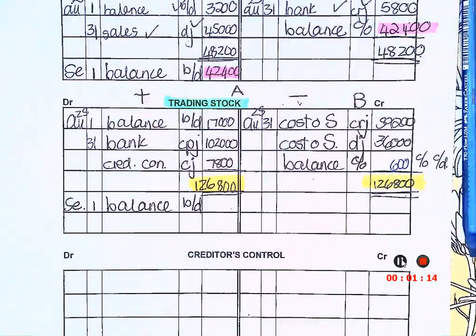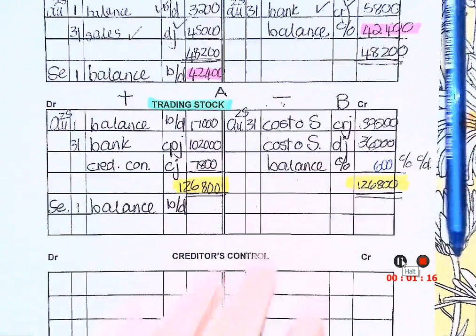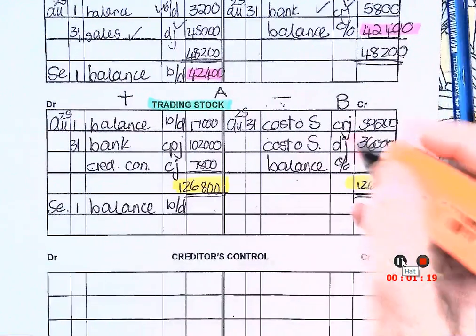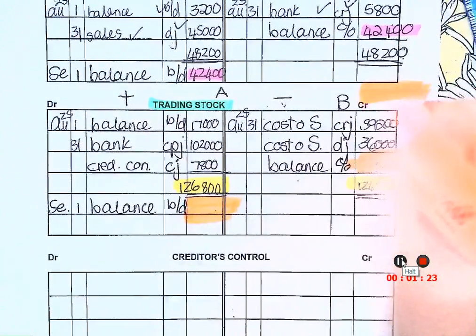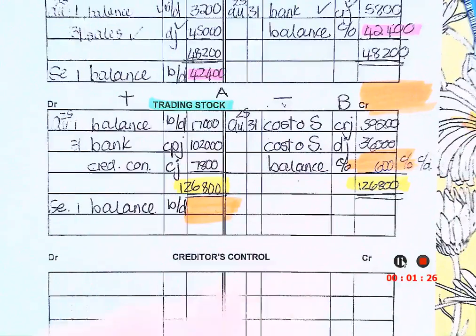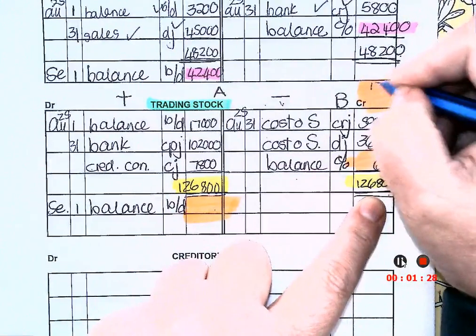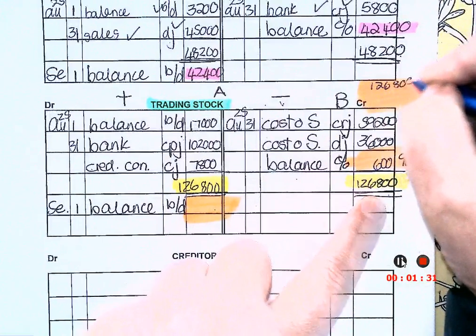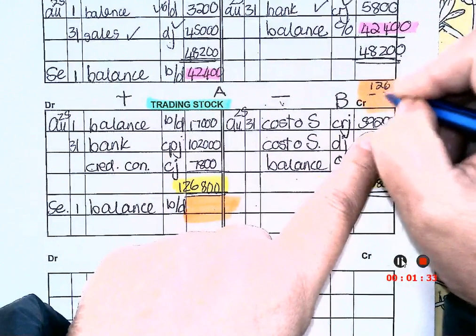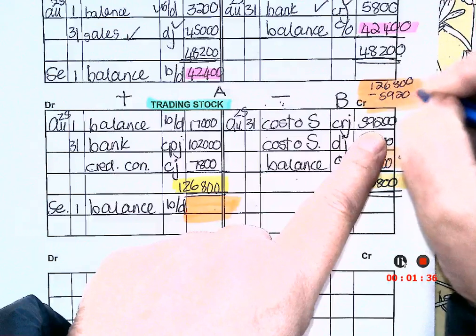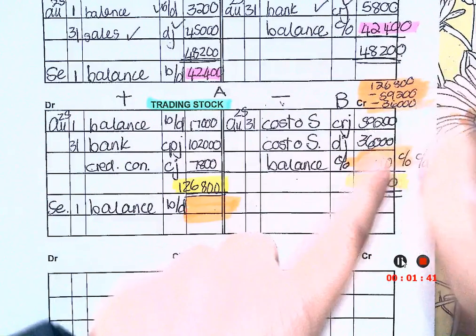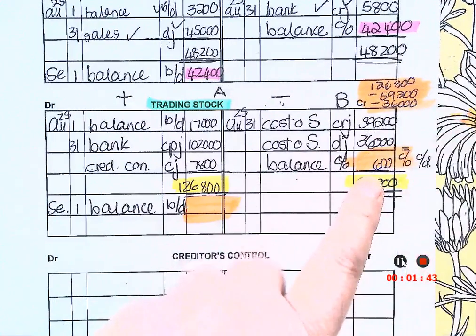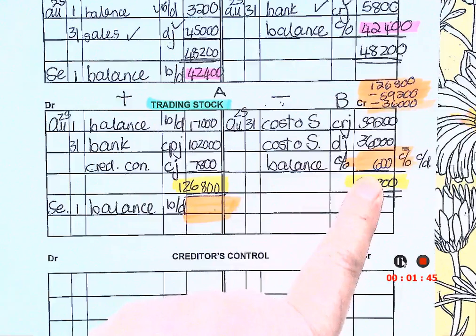Basically, to get this answer, I'm going to highlight this, so you know this is where it goes and this is how I calculated it. I take this total, 126,800. I subtract everything on top, the 59,200 and the 36, and then I get this answer here, which is something 600. No, it's not something 600, it's something 800.